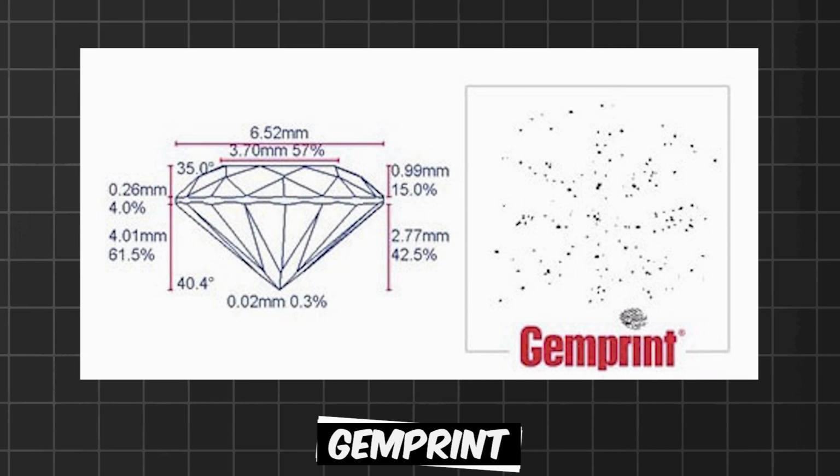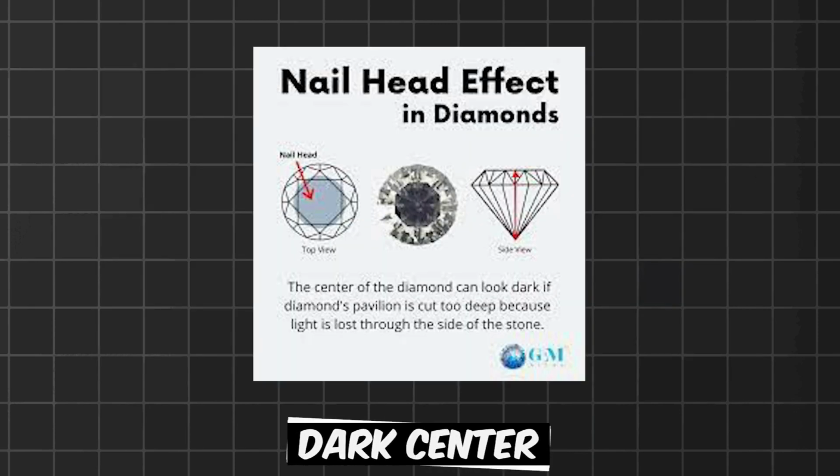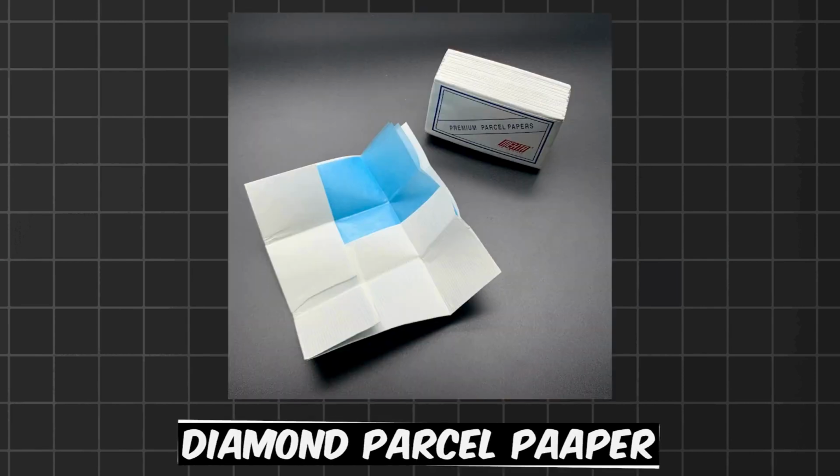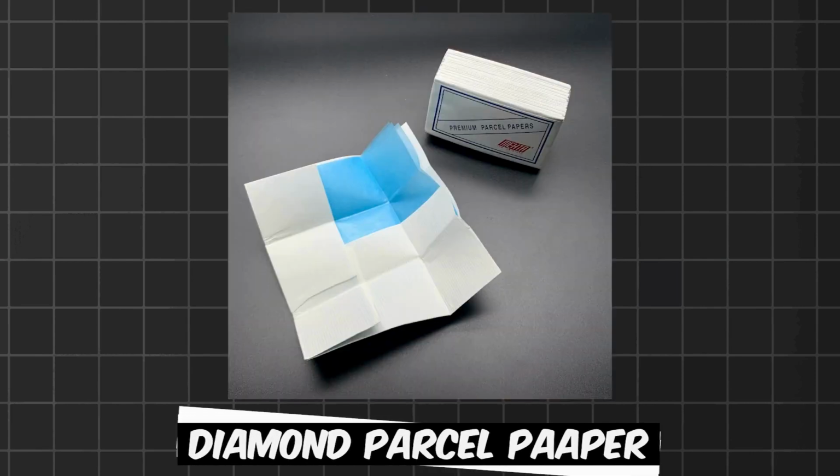Dark center, the dark central area of the table seen in a stone with too deep of a pavilion. Pavilion, anything above 47% is known as a deep pavilion. Diamond parcel paper, the specifically folded paper in which a diamond or diamonds are held for carrying or for transporting is known as a parcel.